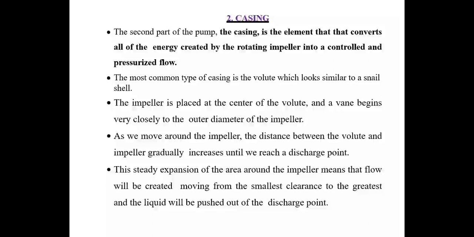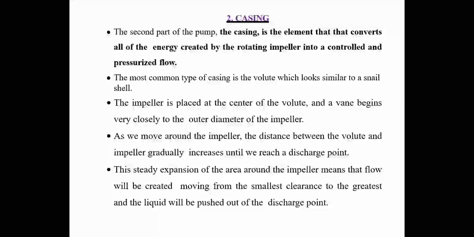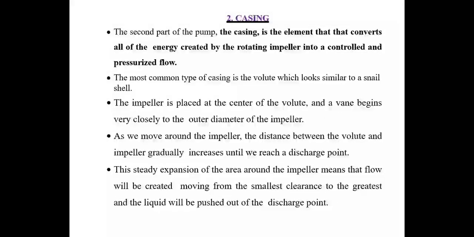Now the water will move on to the casing, and the casing is the element that converts all the energy created by the rotating impeller into a controlled or pressurized flow. So you all know what is a casing. Casing may be of two types, volute and diffuser casing. I'll explain the difference later.